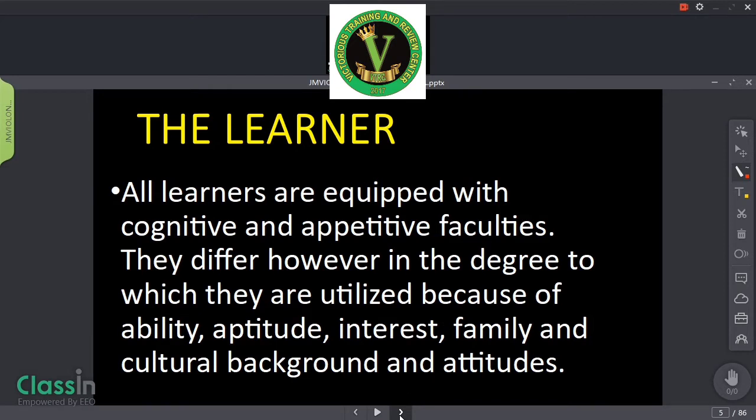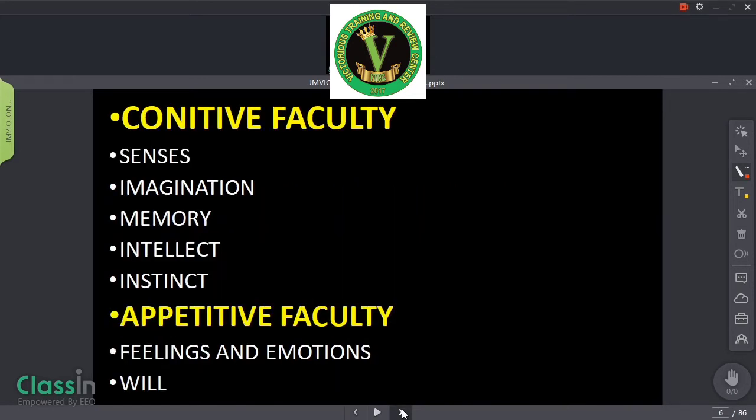They differ, however, in the degree to which they are utilized because of ability, aptitude, interest, family and cultural background, and attitudes. When we talk about the cognitive faculty, this pertains to the senses: the sense of smelling, tasting, seeing, feeling, and hearing; imagination, the memory, the intellect, and of course the instinct of an individual. On the other hand, the appetitive faculty refers to the feelings, emotions, and the will of the learner.